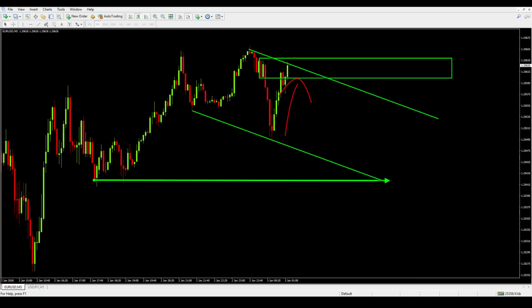The touch of the down-sloping frequency line or the next bar opening would be the correct place to open a sell position with a stop above the fractal bar at the top of the chart. Let's see how price behaves in the next candles.